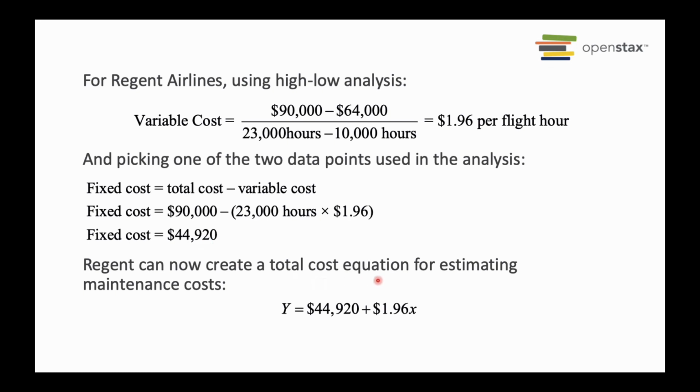So we can now calculate the total cost equation as Y is equal to A, total fixed cost, plus B, variable cost, times X, the number of units.